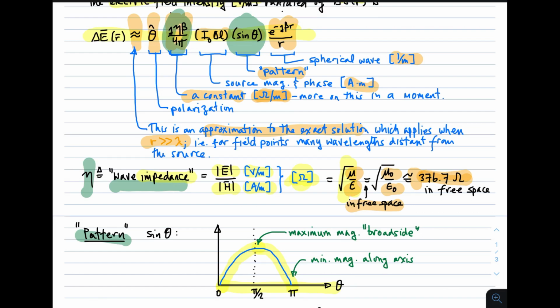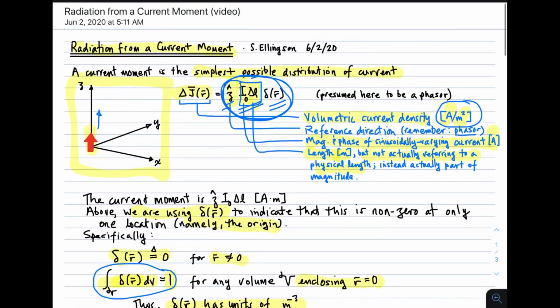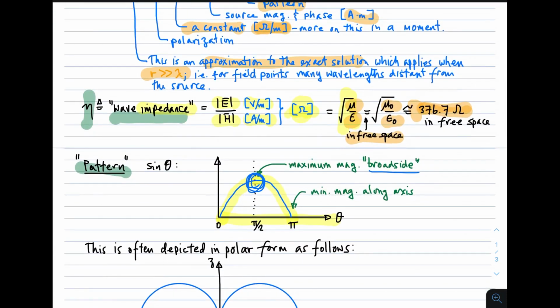And what that's saying is that the electric field intensity is maximum broadside. We say broadside, if we go back to this picture, theta equals pi over 2 is in this plane, the xy plane. So the electric field is maximum in magnitude in this plane, and it's minimum in magnitude along the axis, along the z-axis. That's what this picture is saying.